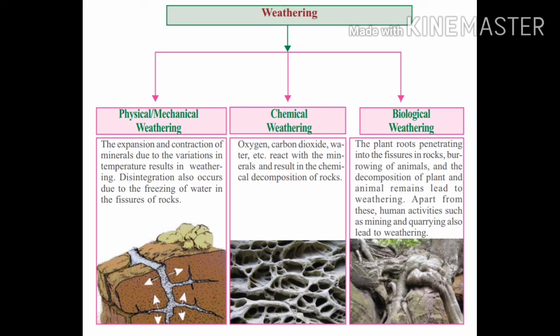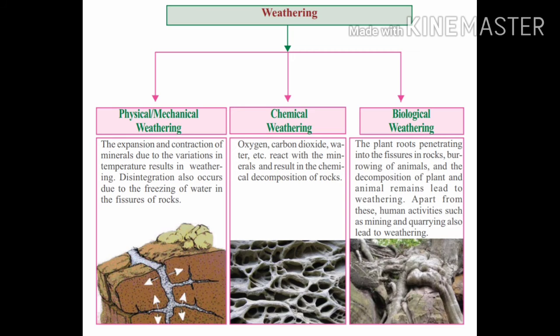Now what is biological weathering? When plant and animal remains lead to weathering, that kind of weathering is called biological weathering. That means the dead animals and plants waste will go deep inside the earth or crust and that will make changes in the minerals. It is called biological weathering.